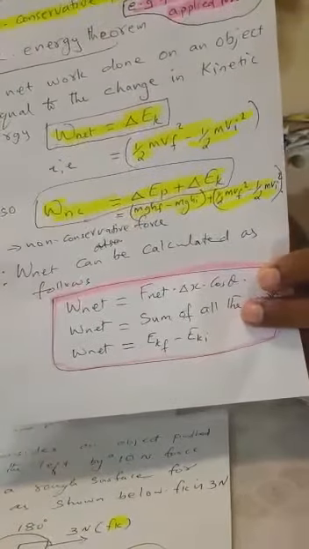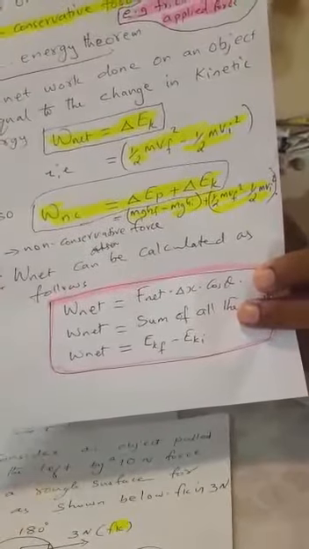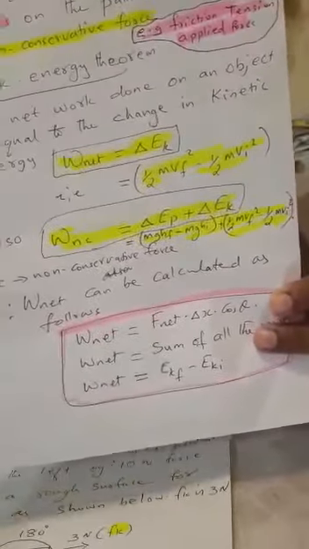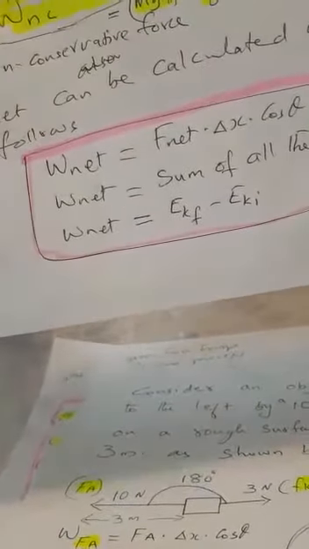So let us summarize the work section. We have three different ways of calculating the net work. Work net is equal to F net times delta x times cos theta. Work net is also equal to the sum of all the work. Work net is also equal to change in kinetic energy. So you may use any of these methods for solving problems.